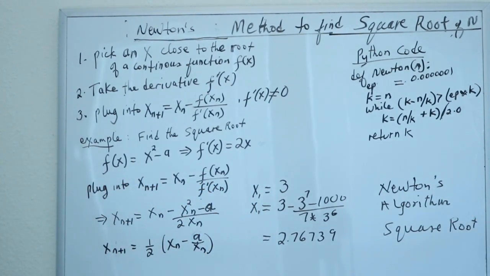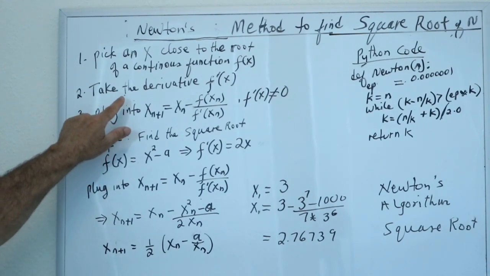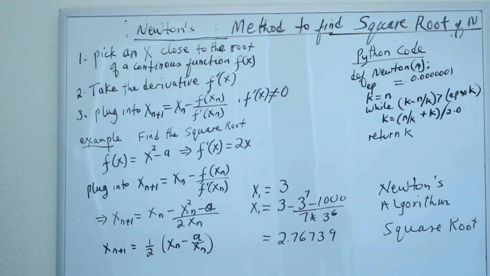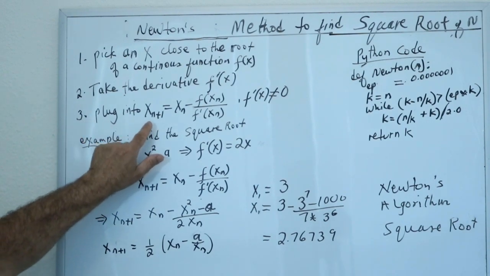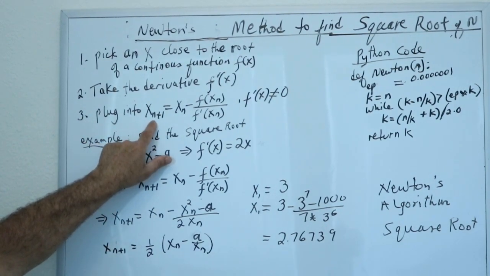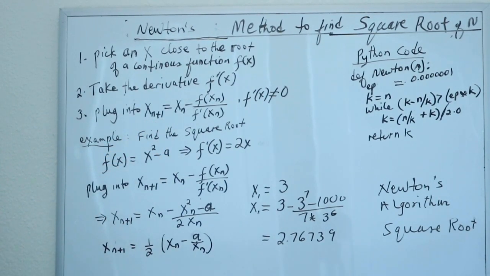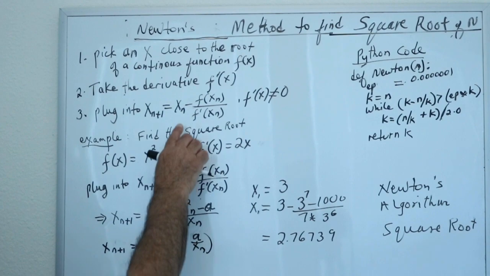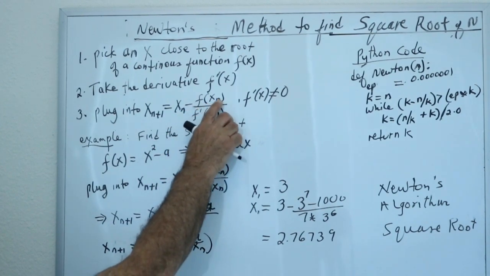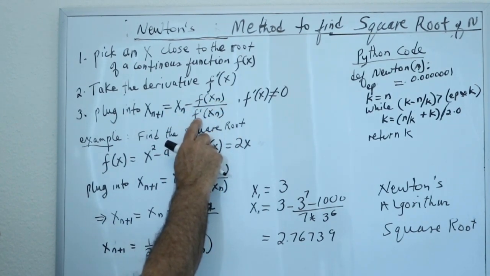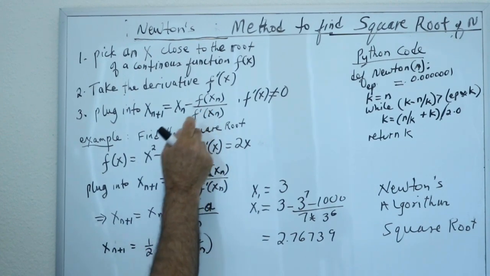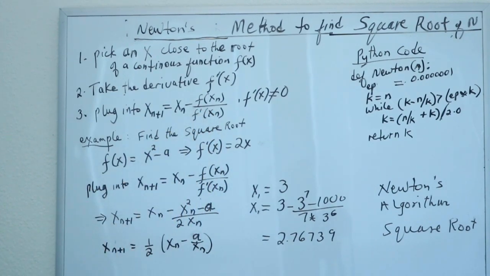So you pick an x close to the root of some continuous function. Then you take the derivative of the function. So then this is the main part, so I'm just going to plug into this equation, which is x subscript n plus 1 equals x of n minus f of x of n divided by the derivative f prime of x of n.